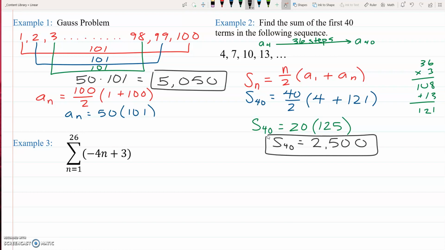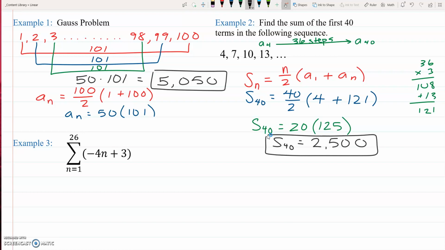Okay? Any guesses what the 26 means? That's how many numbers there are. So you are going to add up all of the numbers between the first term and the 26th term. That's how you read this notation. Is the 26th term 26? No. Maybe, but probably not. We're adding up all of the terms between 1 and 26.